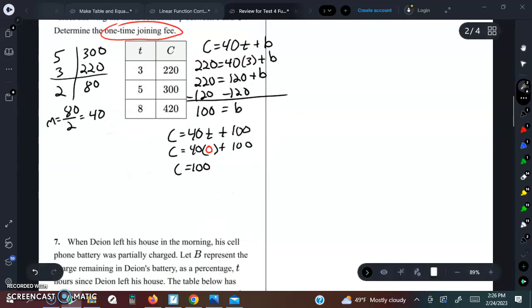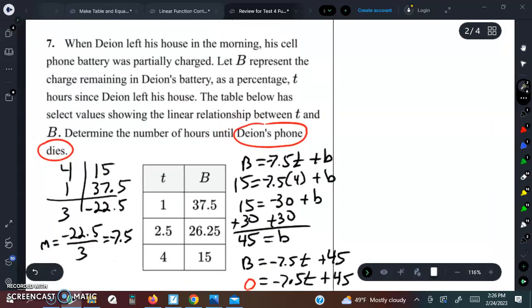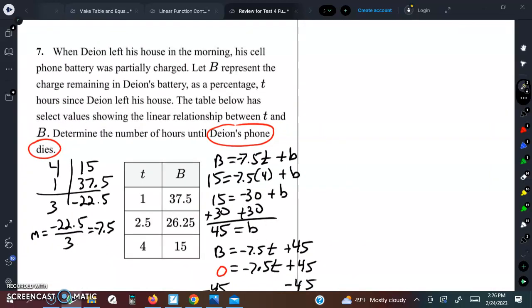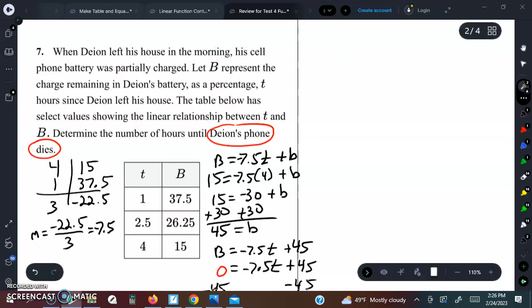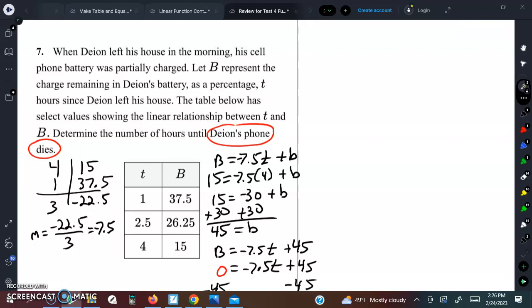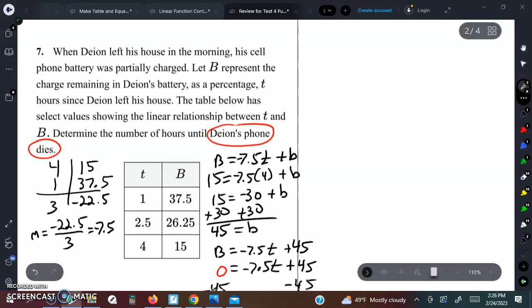Okay, now we're going to take a look at this last problem. This was asking for the x-intercept. What would y be when x gets to 0? So on these, it's going to be going down. It's got to go down in order to get to 0. So this is another cell phone situation. They showed different points here. At 1 hour, they had 37.5. At 2.5 hours, 26.25. At 4 hours, 15. So you see it's going down, going down.